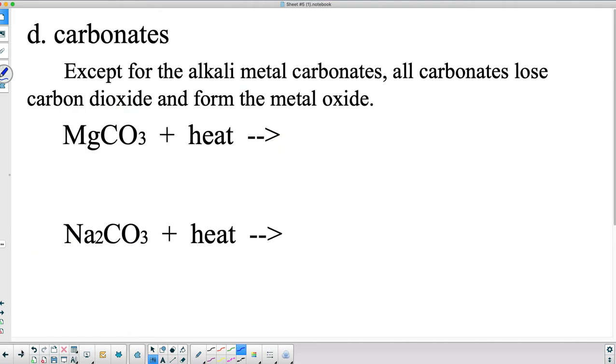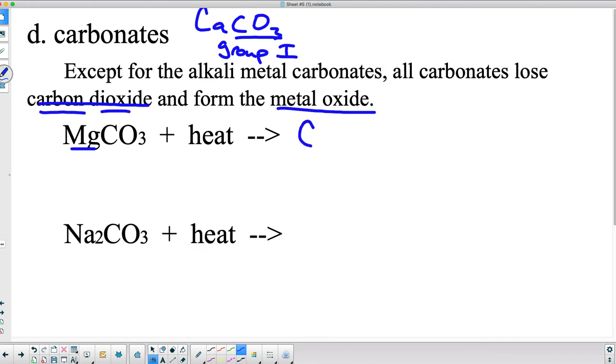After nitrates comes carbonates. So what are carbonates? Well, we saw one already in the example as CaCO3. That's a carbonate. If it ends in CO3, it's a carbonate. Okay, so what's the rule for this one? Except for the alkali metal carbonates, all carbonates lose carbon dioxide, another prefix, and they form the metal oxide. Okay, so that means if I have a group 1, then it's a no reaction. Magnesium is a group 2, so this one does work, and I do get as a product carbon dioxide, CO2 plus the metal oxide.